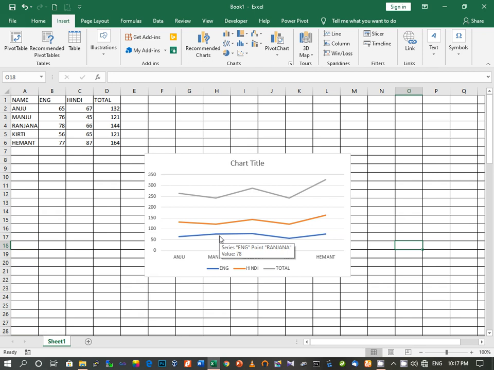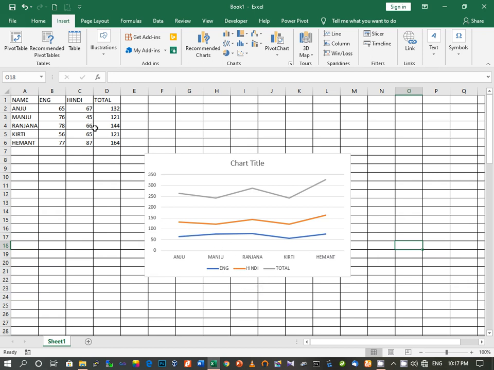Then Ranjana got 78, so there is a very slight difference between 76 and 78, so this line is going parallel. There is a very slight increase between the marks of Manju and Ranjana. Then there is a vast difference between the marks of Ranjana and Kirti, so you can see the line is coming down. And again the difference between the marks of Kirti and Hemant is too high, so this line is again going up. In the same way the Hindi marks will be represented.